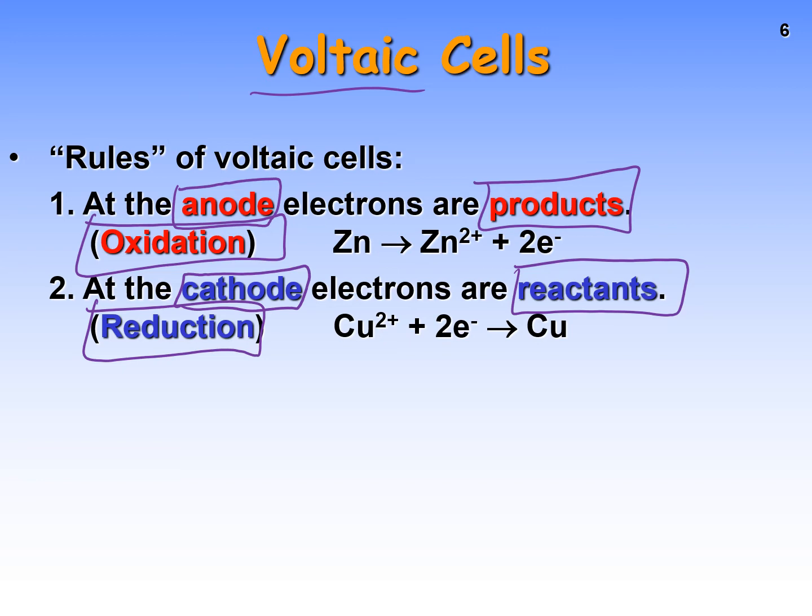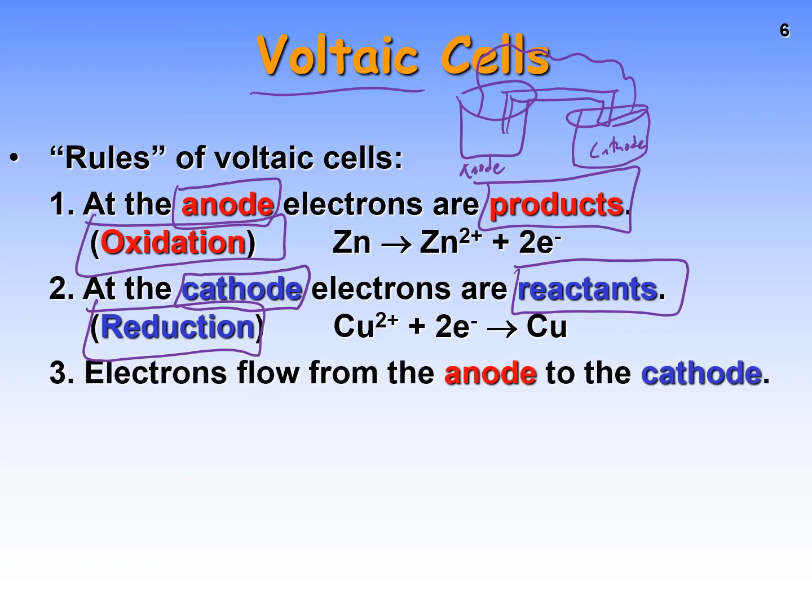Now, generally, when we draw a voltaic cell with a wire, the anode is written on the left, and the cathode is written on the right. Just as a picture, that's the general way we do it. It's a standardized thing, but it's not that big of a deal. Electrons will spontaneously flow from the anode to the cathode.